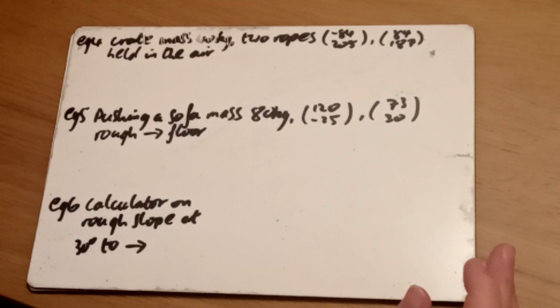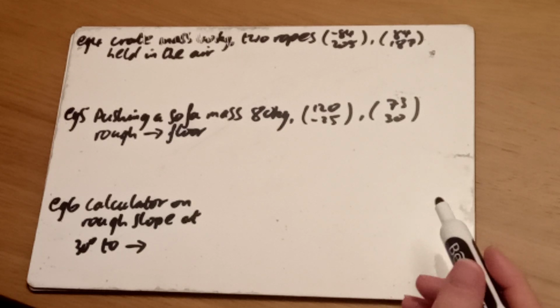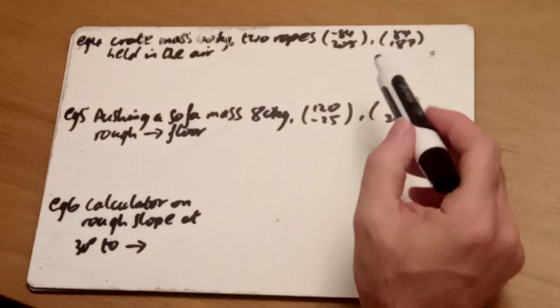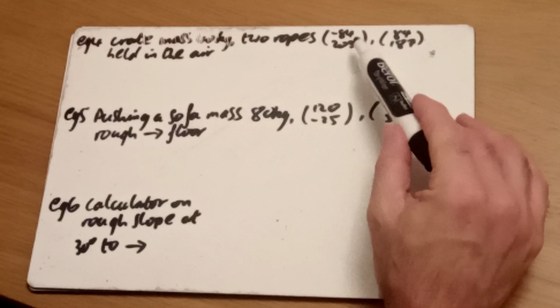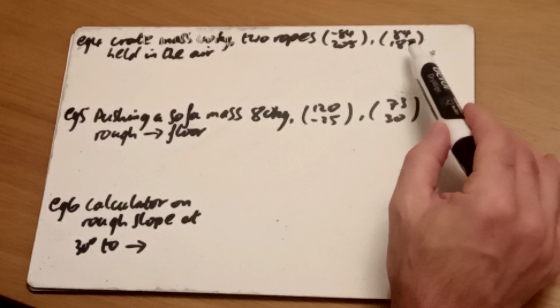Okay, three more examples. A crate of mass 40 kilograms. We've got two ropes given in vector form, i's and j's, minus 84 i plus 205 j and 84 i plus 187 j.